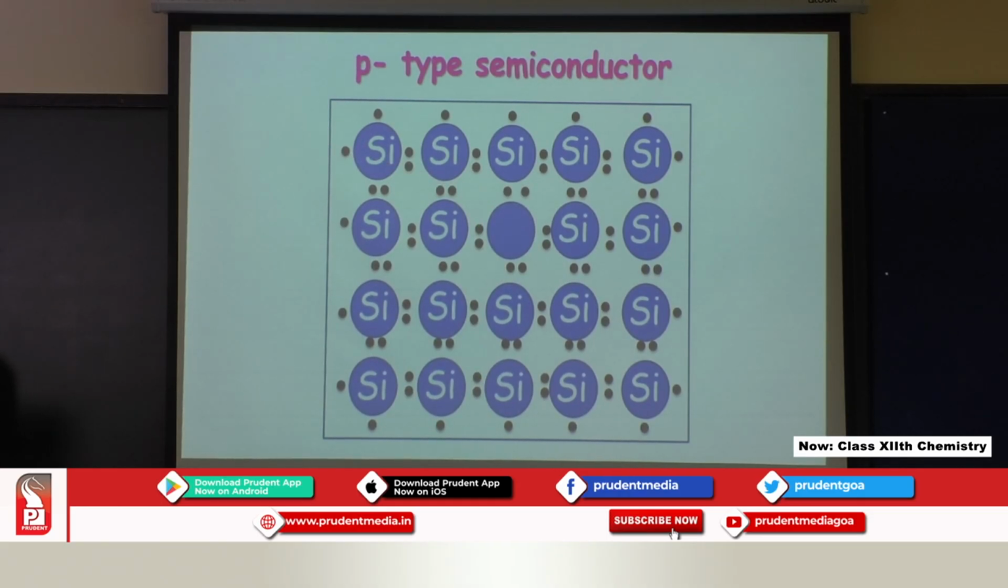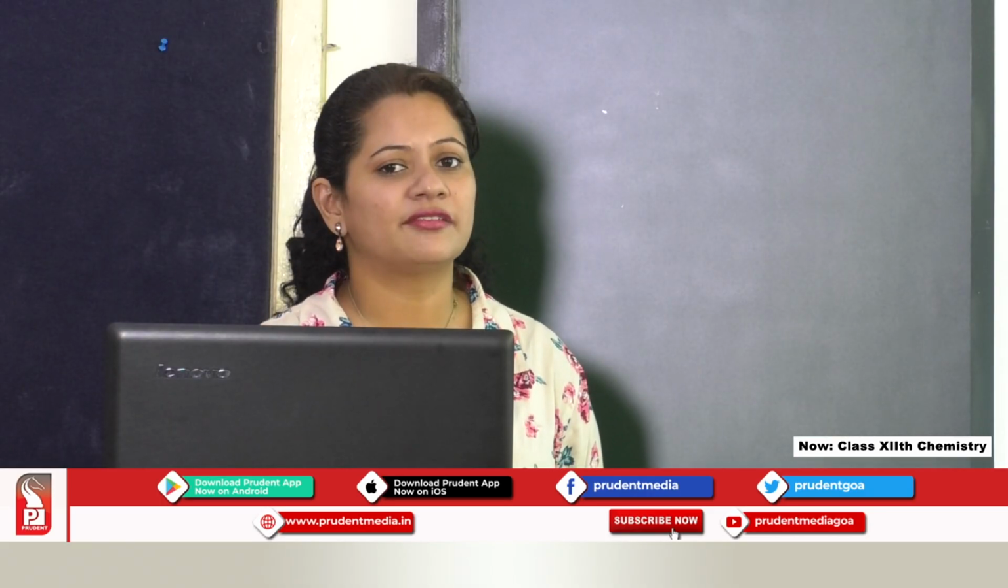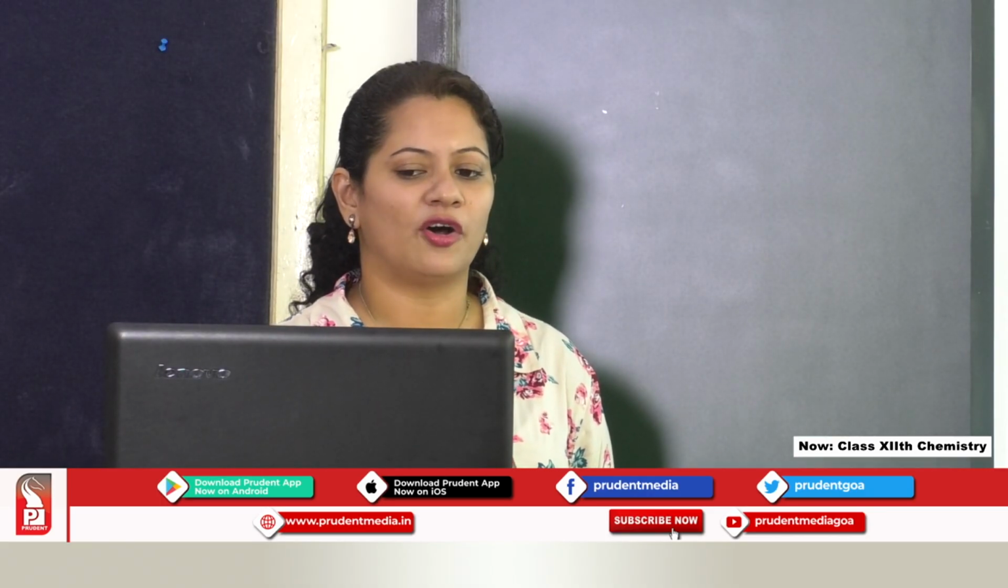A p-type semiconductor will be one in which silicon atom is replaced by any atom from group 13. In this example, we have boron atom which has replaced silicon. As you know, boron has 3 electrons around it, and there is a vacancy which is created, which is called an electron vacancy. The neighboring electrons try to occupy this vacant position as seen in this animation. Hence, there is an increase in electrical conductivity of this crystal.